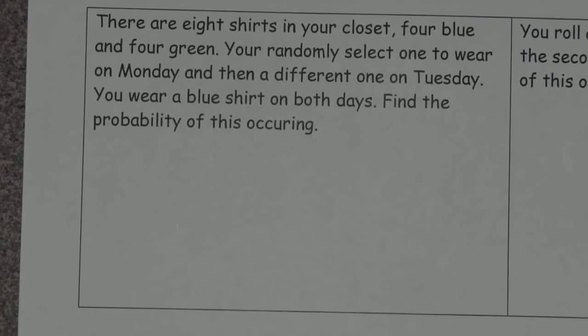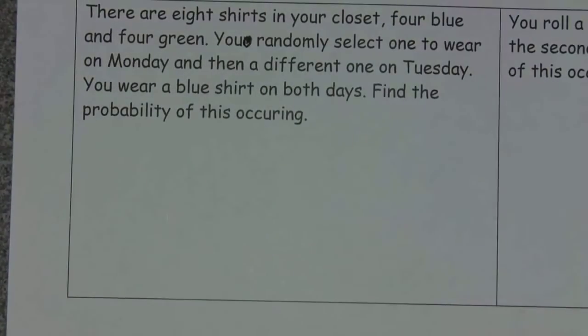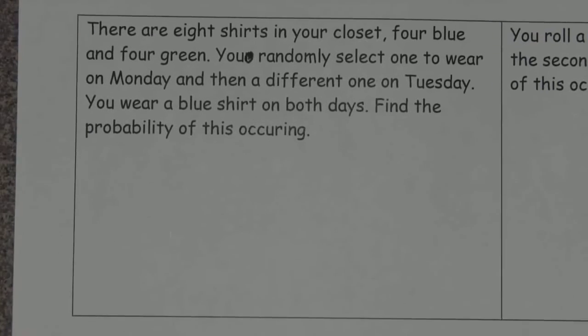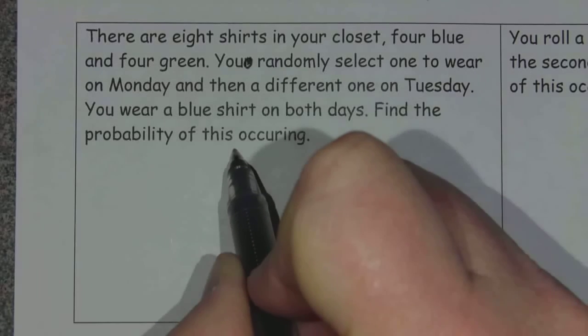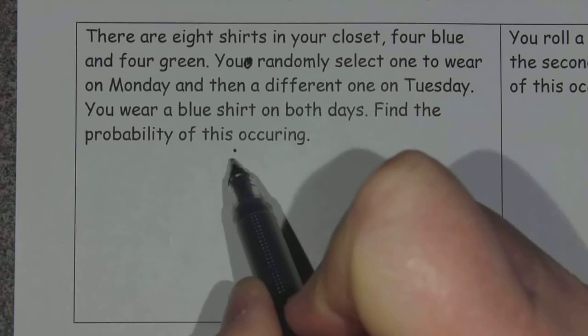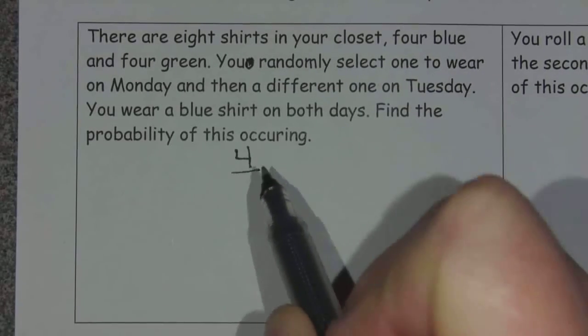There are 8 shirts in your closet, 4 blue and 4 green. I need to take the R off that, don't I? You randomly select one to wear on Monday and then a different one on Tuesday. You wear a blue shirt on both days. Find the probability of this occurring. So what's the probability of having a blue shirt the first day? Okay, four blue out of how many total shirts?